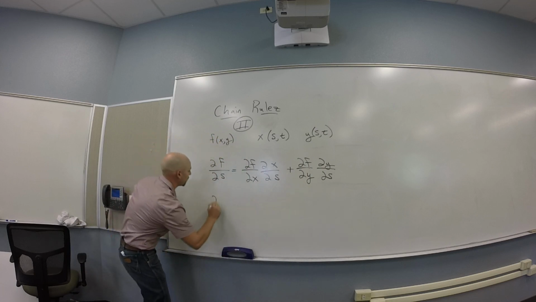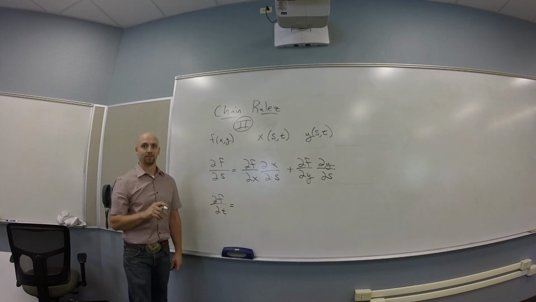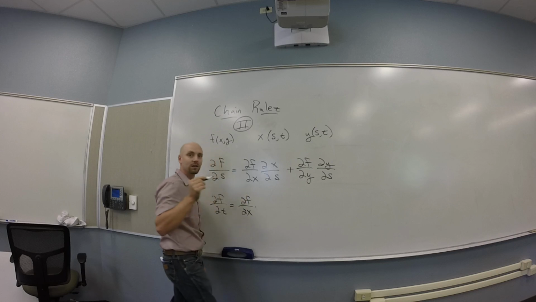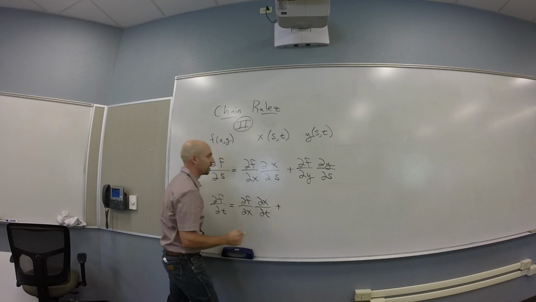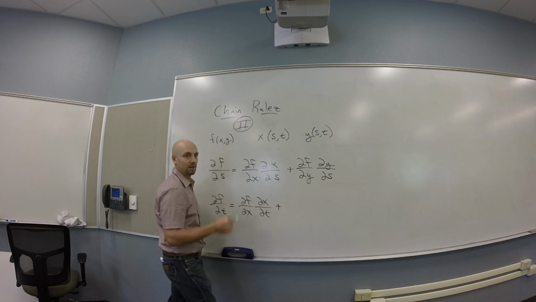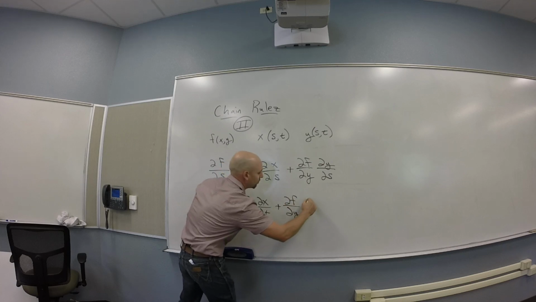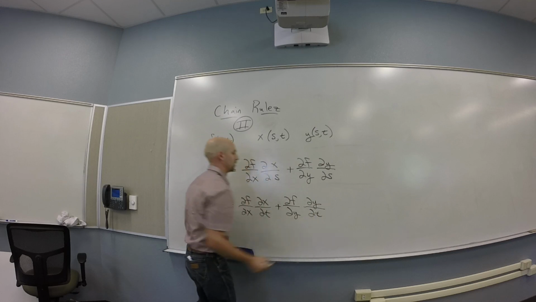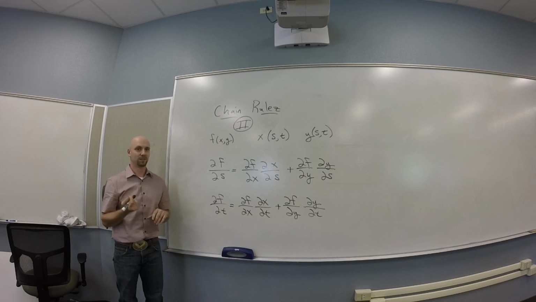So can you write the partial of f with respect to t? You should get the partial of f with respect to x times the partial of x with respect to t, and you should add to that the partial of f with respect to y times the partial of y with respect to t. Have I accounted for all the derivatives this way?